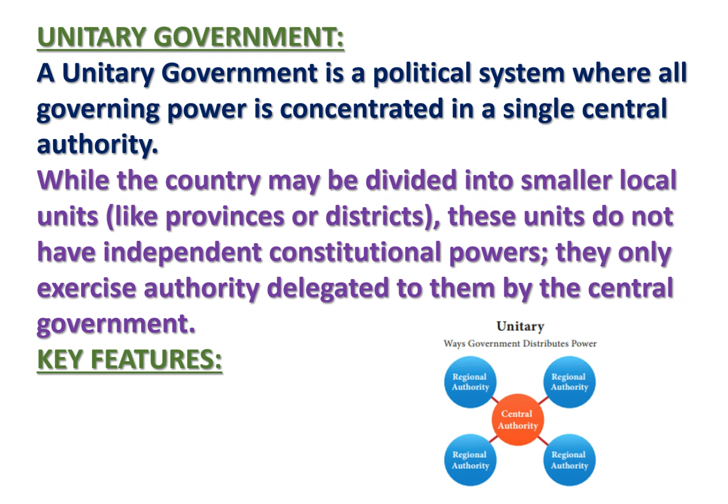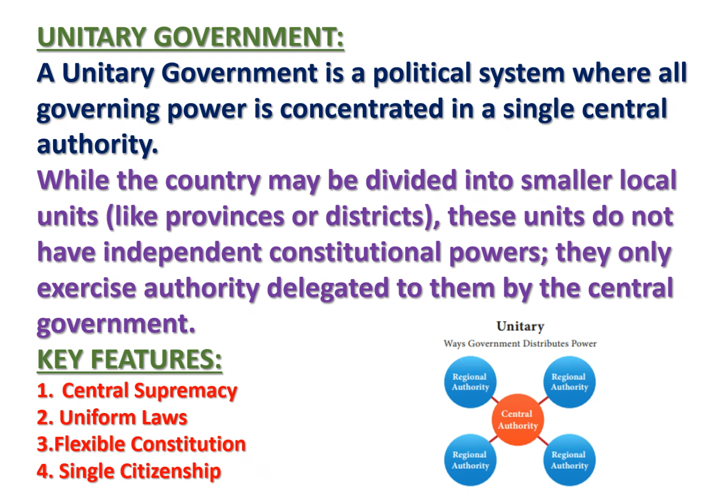The key features are central supremacy, we know it: all the power rests in the central government. Second one is uniform laws. Here there is no confusion between state and central, so the central laws will apply. And the next one is a flexible constitution. Here all authority and power rest in the central government, so the constitution is flexible. The center can change the constitution as per its requirements. Next, single citizenship. Here no states are there, only single citizenship. So every citizen has only single citizenship in a unitary form of government.